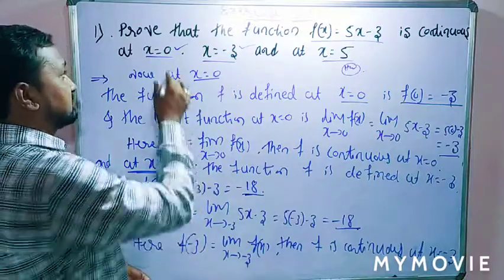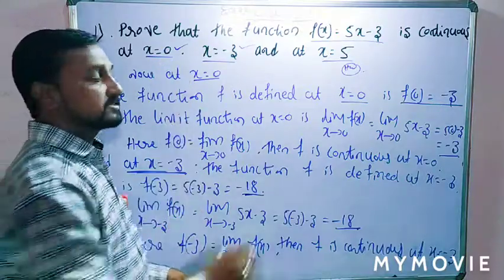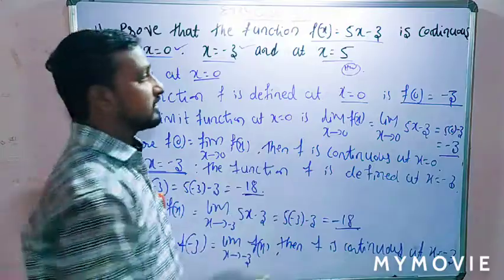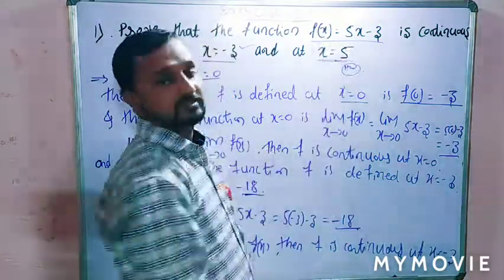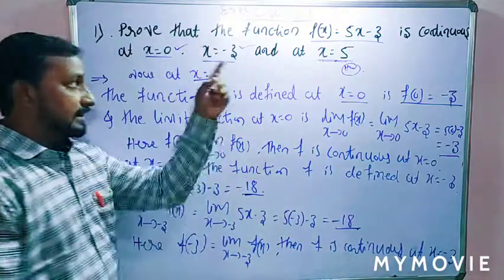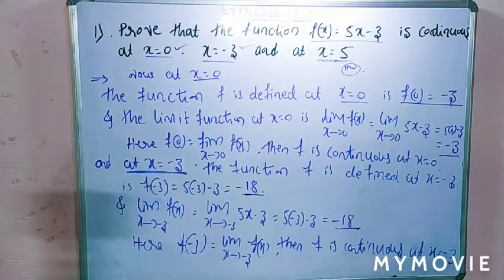So x equal to 0 is over, and x equal to minus 3 is also over. Then you solve at the particular point x equal to 5. This is your work. So write it down, students.